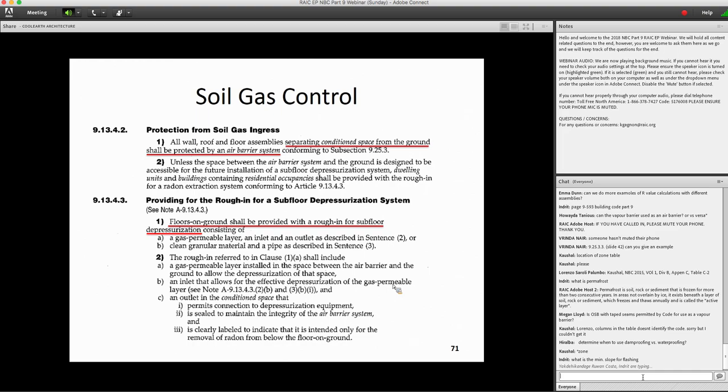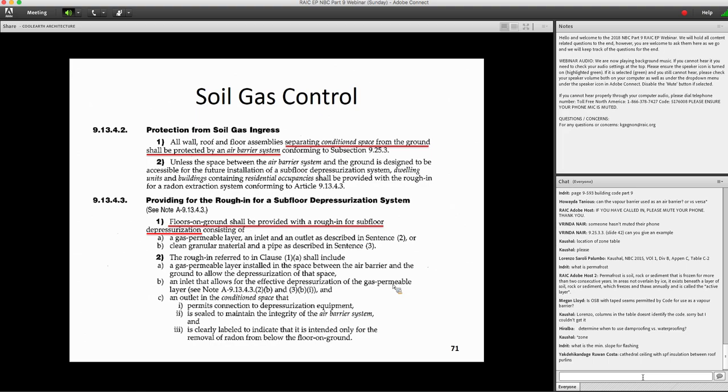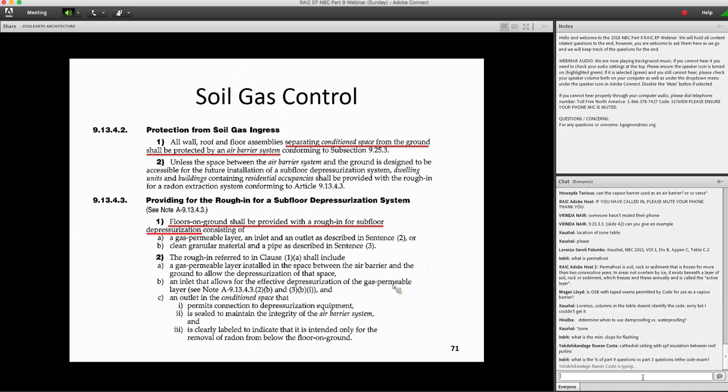And this is the last slide, and then we can jump into questions. Protection from soil gas ingress. It's already noted on the energy efficiency part, but all wall, roof, and floor assemblies separating conditioned space from the ground shall be protected by an air barrier system. We discussed this lengthily.